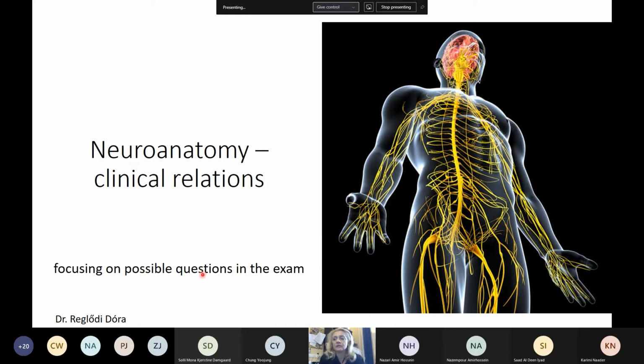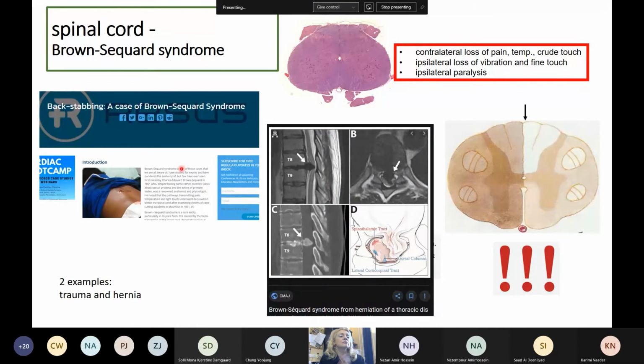So let's start with some histology slides. For example, if you get the spinal cord slide, then not only the spinal cord structure you have to talk about, but you will be getting questions about the pathways in the white matter, which pathway is running where, and then one syndrome, which I indicated with exclamation points in the lecture too. One syndrome will be asked by name. This is the Brown-Séquard syndrome.